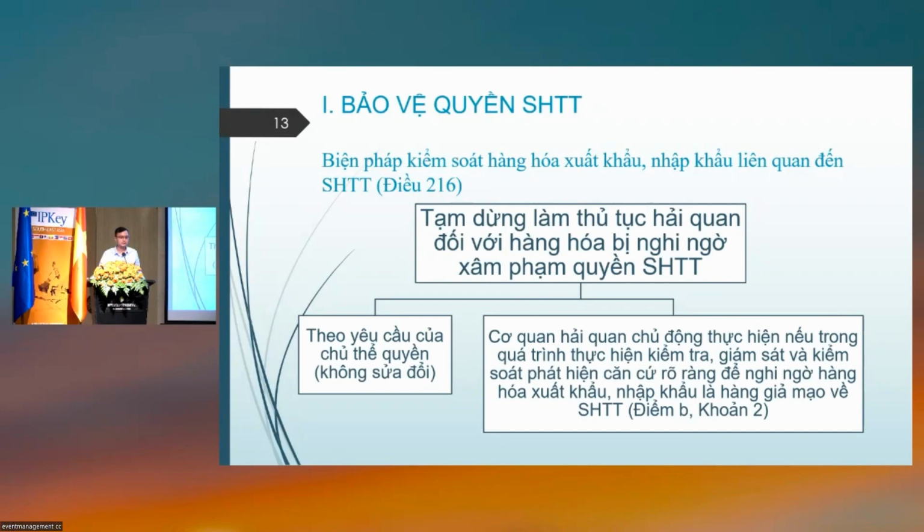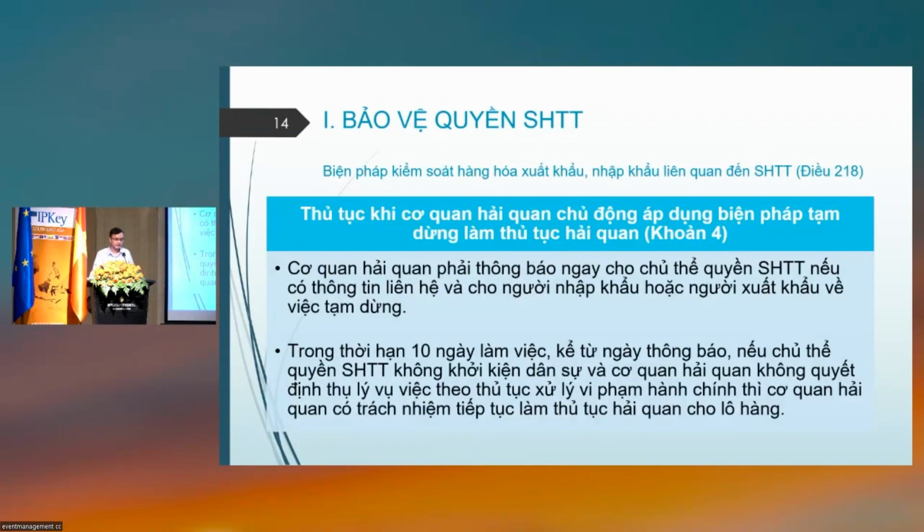And one more point which has also been changed quite fundamentally on the IP protection, that is the measure of control import-export commodities related to IP in article number 216. Temporary cessation of fulfilling the customs procedures for the commodities which are suspected of infringing IP rights. So if the custom office have the doubts or suspicions that this one is the infringement, they can perform the temporary cessation of custom procedures. So it is in line with EVFTA and also Vietnam's regulations.